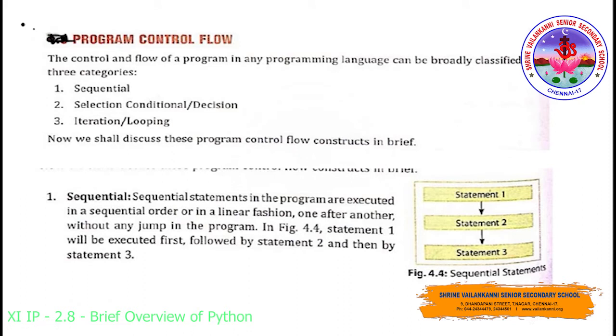So when you see here, the program control flow. To control the flow of a program, we make use of these three kinds of programming statements. One is sequential statement, the other one is selection or conditional statements, which is also called decision making statements, and the other one is iteration or looping statements. These three different types of program control flow statements we will make use of in a program. Let us see one by one how this works.